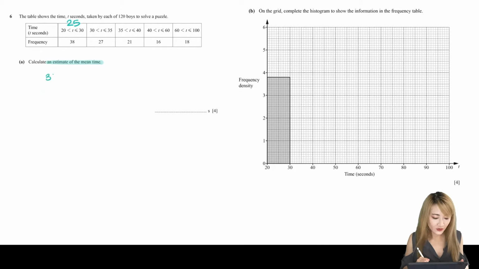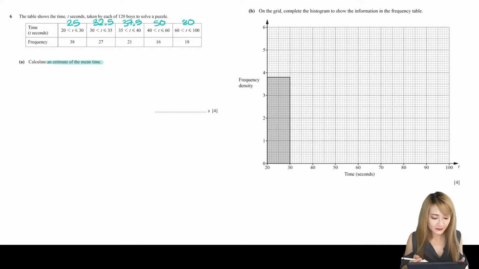The midpoint of 30 to 35 is 32.5. The midpoint of 35 to 40 is 37.5. The midpoint of 40 to 60 is 50. And the midpoint of 60 to 100 is 80.